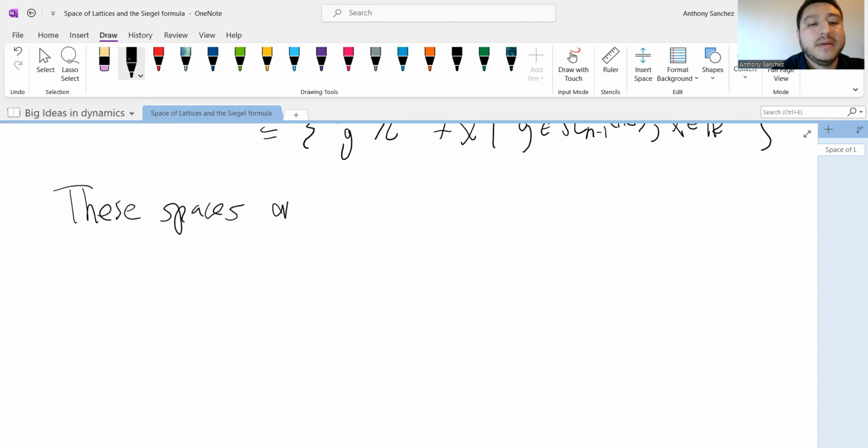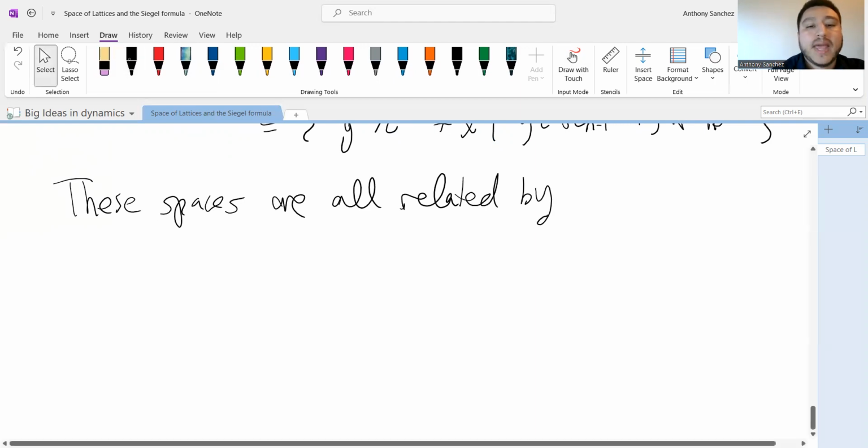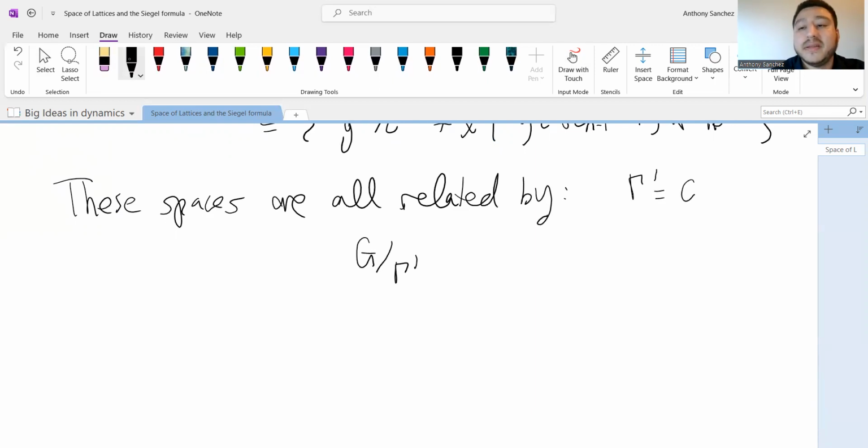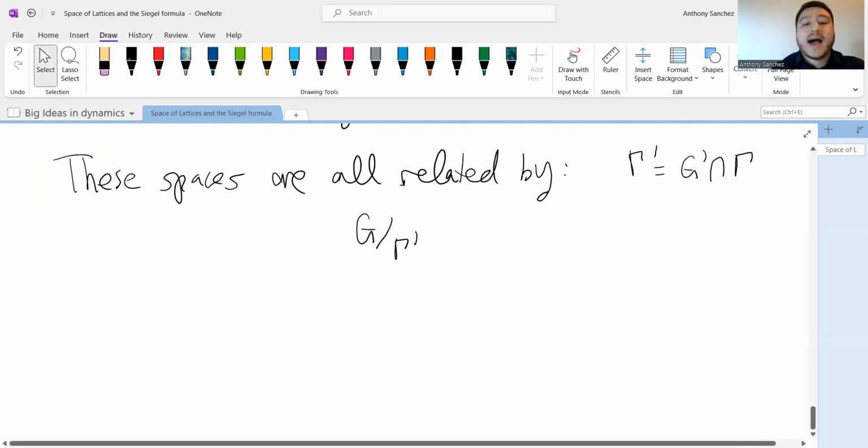These spaces, thanks to the orbit stabilizer theorem, are all related by the following. If I now look at G mod gamma prime, remember, maybe I'll write that here. Gamma prime is just the stabilizer with respect to G intersect gamma. So if I grab this space right here, then I can push down to G mod gamma with some map that I'll call pi 1.